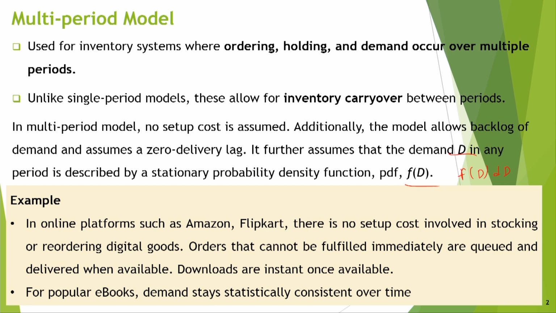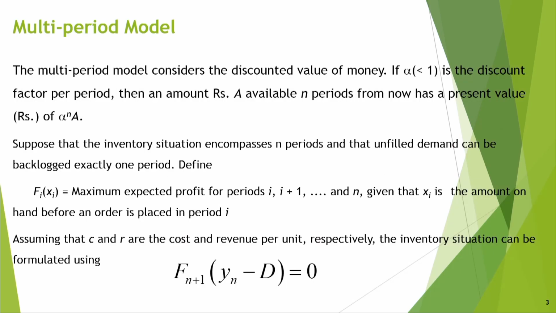Now, say for some popular e-books, demand stays statistically consistent over time. So, in those situations we can say that f(D) is the same for all periods. Now, what is the main thing in a multi-period model? In the multi-period model, we consider the discounted value of money. We can define some alpha, which is less than 1, as the discount factor per period.